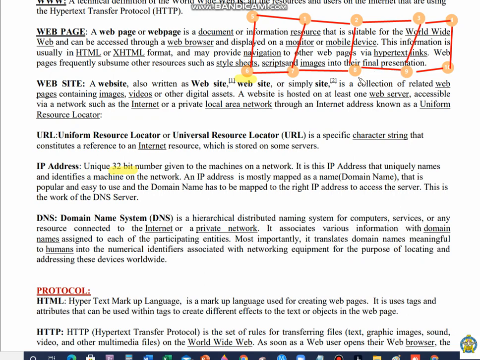So every computer that gets connected, let's say you get connected to the internet, your machine gets a particular unique IP address. That is how you find out by typing what is my IP. It will tell you what is your IP when you are on the internet. So this is called an IP address. So we saw how internet works.